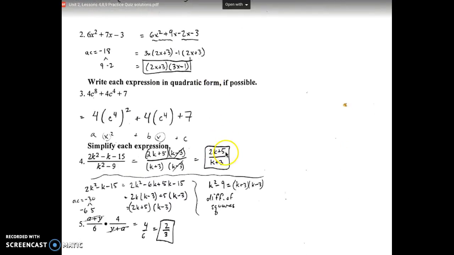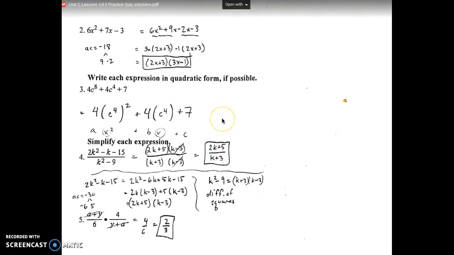For question 3, we're going to try to write this in quadratic form. Quadratic form is basically just the ax squared plus bx plus c, the key here being that the power of the variable in the first term is twice as big as the power in the second term. So when we look at this problem, we see we have 8th power and the 4th power, and 8 is obviously twice as big as 4.